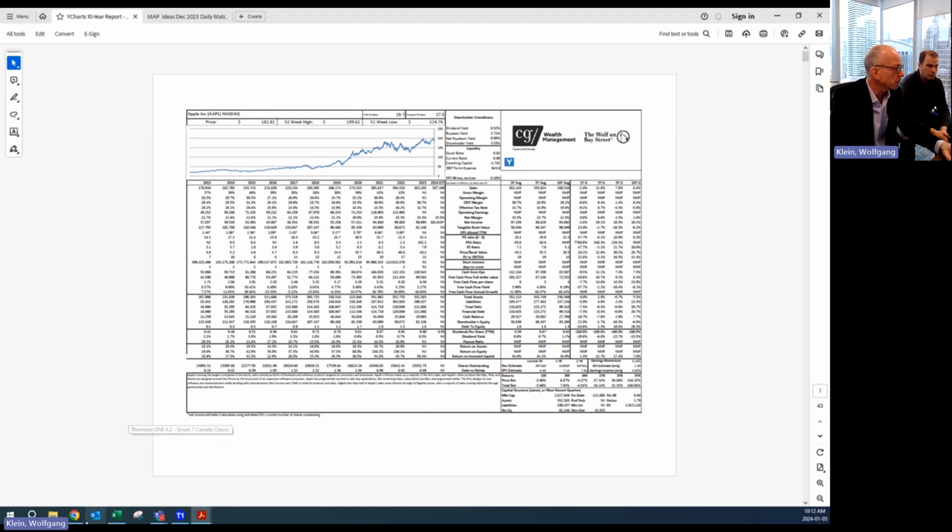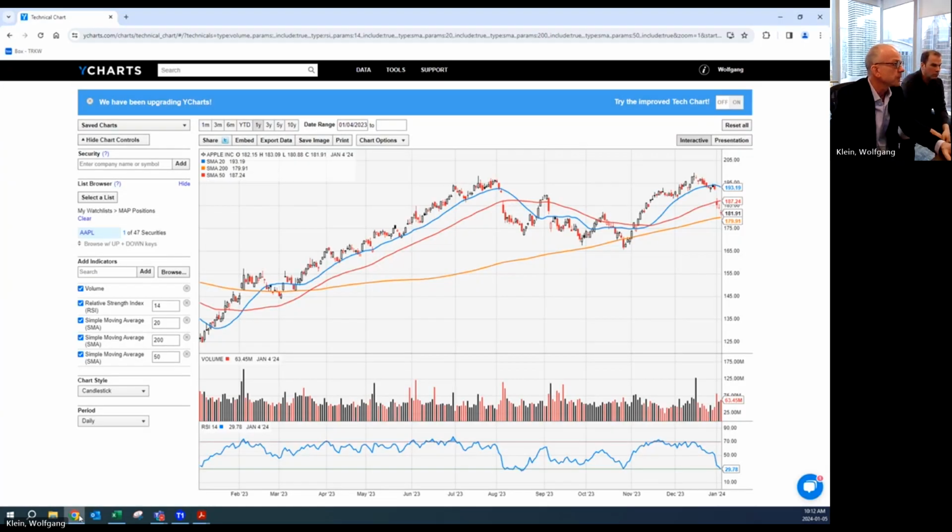Let's go back to our charts. We only have 47 more of these to go, guys. Kidding. I'm going to move quick. But we currently hold 47 positions in our portfolio. We've reduced the positions down from about 70, getting a little more concentrated, but still a good diversification.